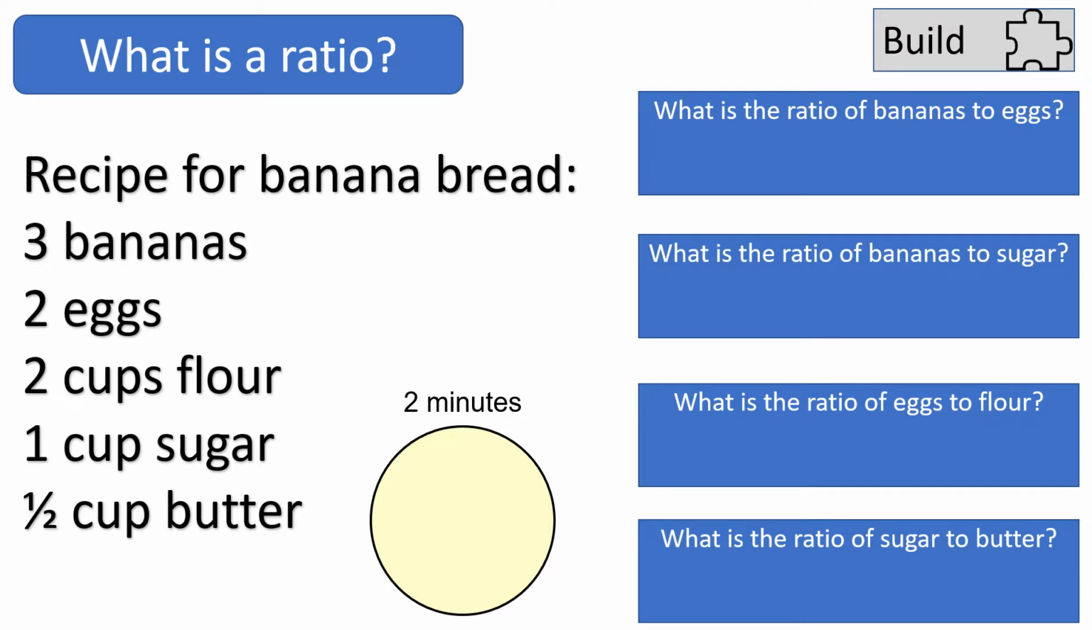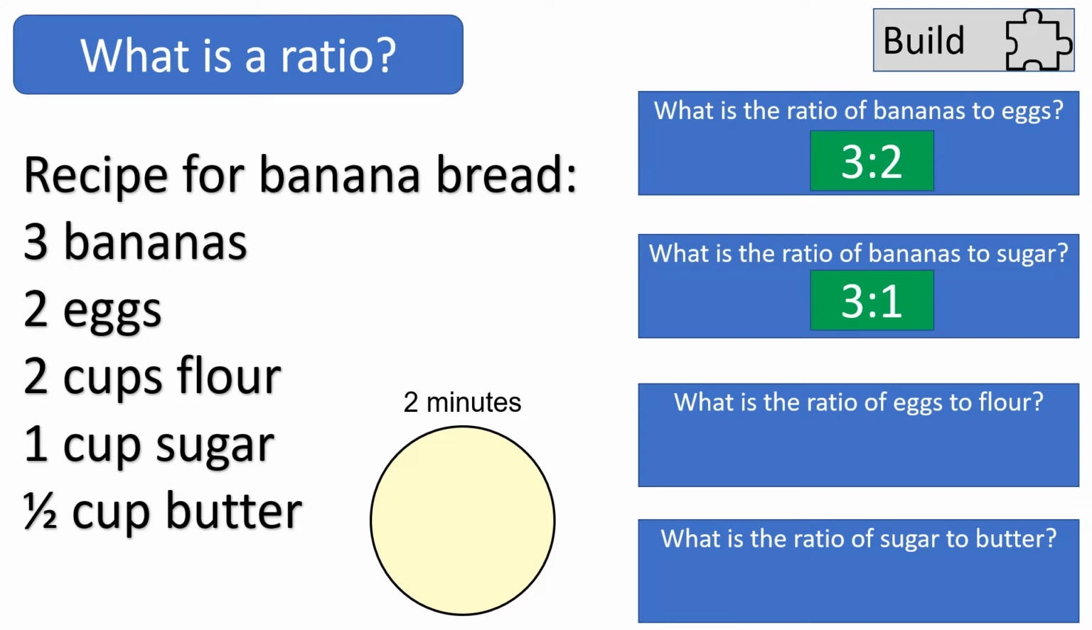Okay, let's look at the ratio of bananas to eggs. I have 3 bananas and I have 2 eggs. So my ratio is 3 to 2. I cannot simplify that any further, so I'm going to leave it be. The ratio of bananas to sugar, I have 3 bananas and 1 sugar, and so I have a ratio of 3 to 1. I cannot simplify that any further, and so I'm going to leave it like that.